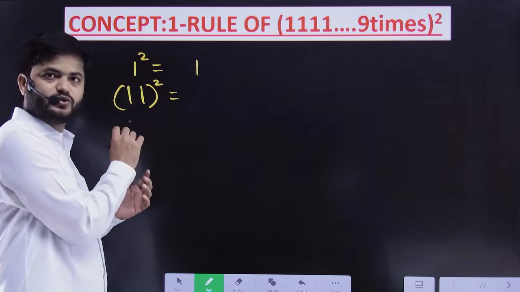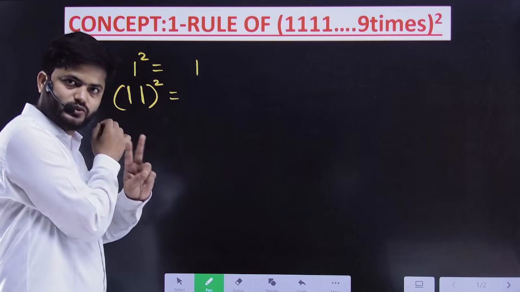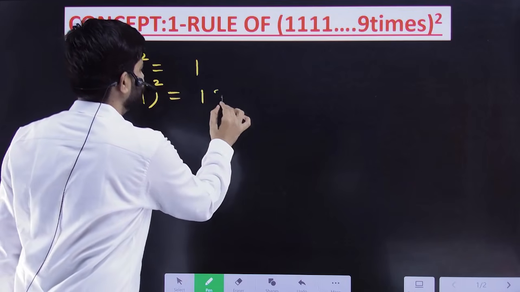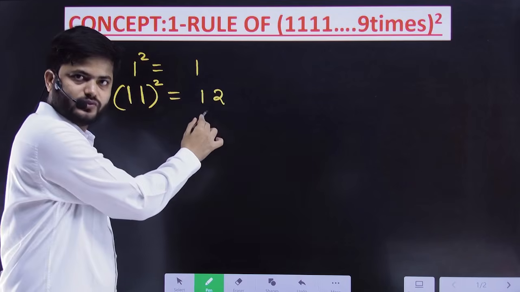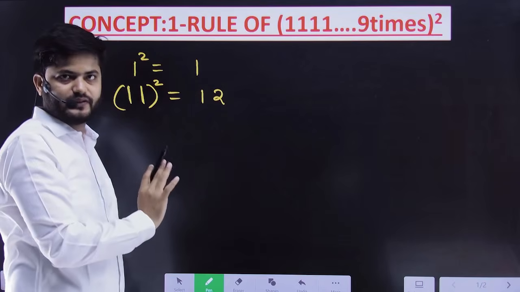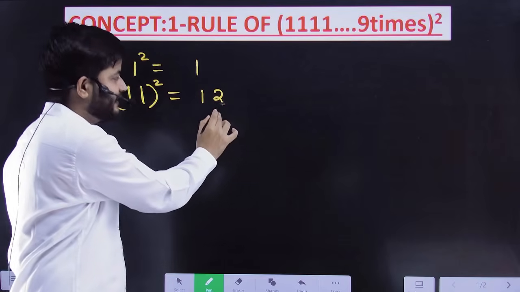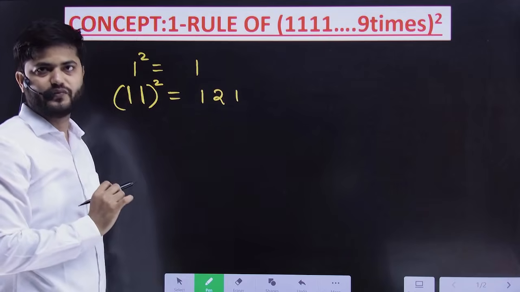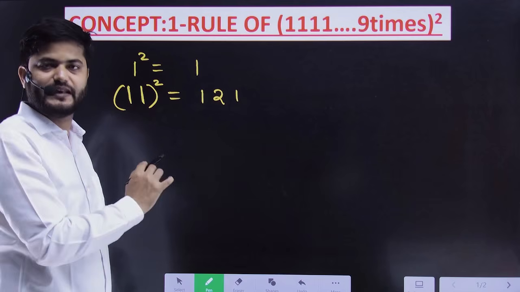What is the total number of 1s in this number? 2. 2 times 1 is written. The counting is up to 2. Now decrease the counting from the maximum down to 1: 1 2, and then decrease from 2 to 1. We will get 1 2 1, which is the square of 11.